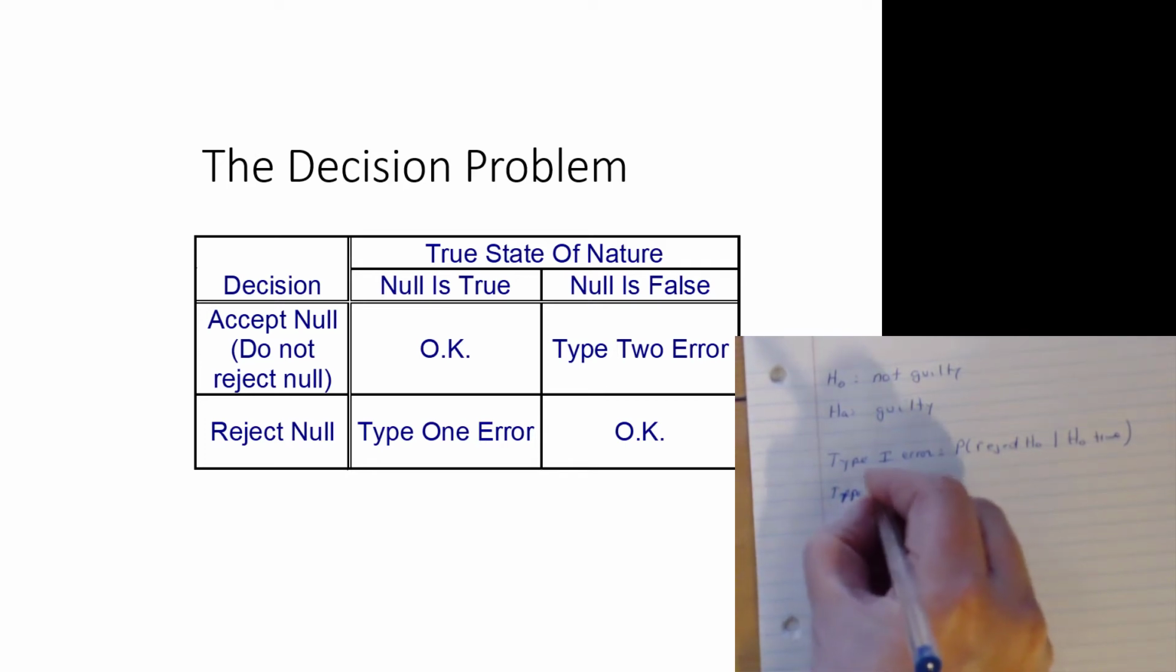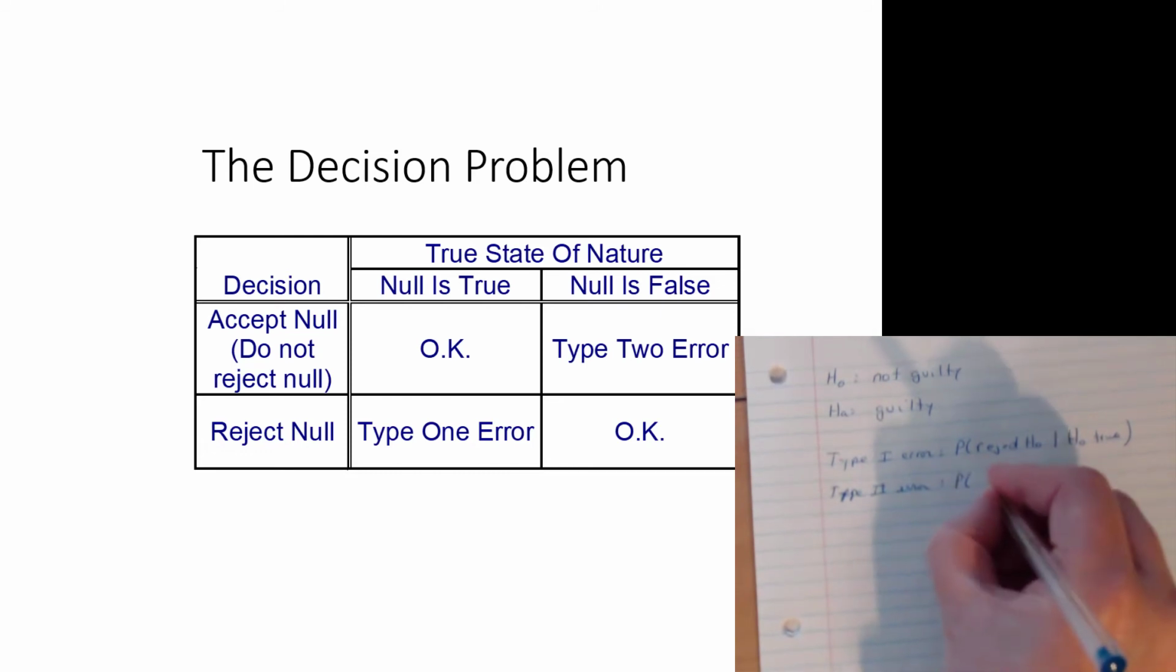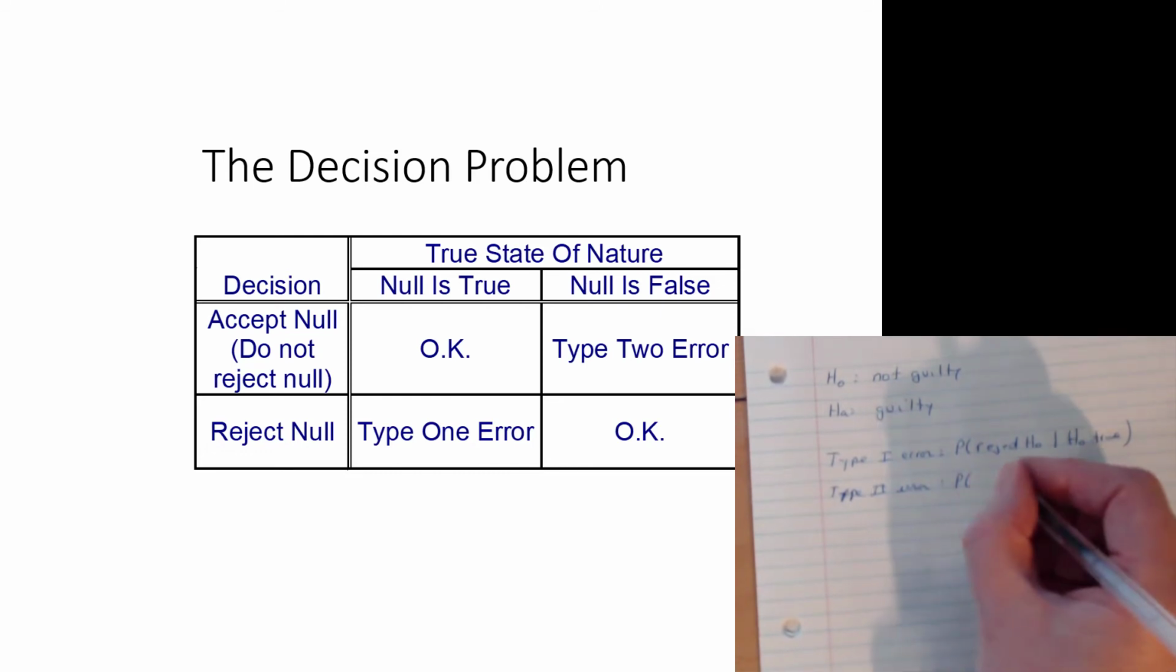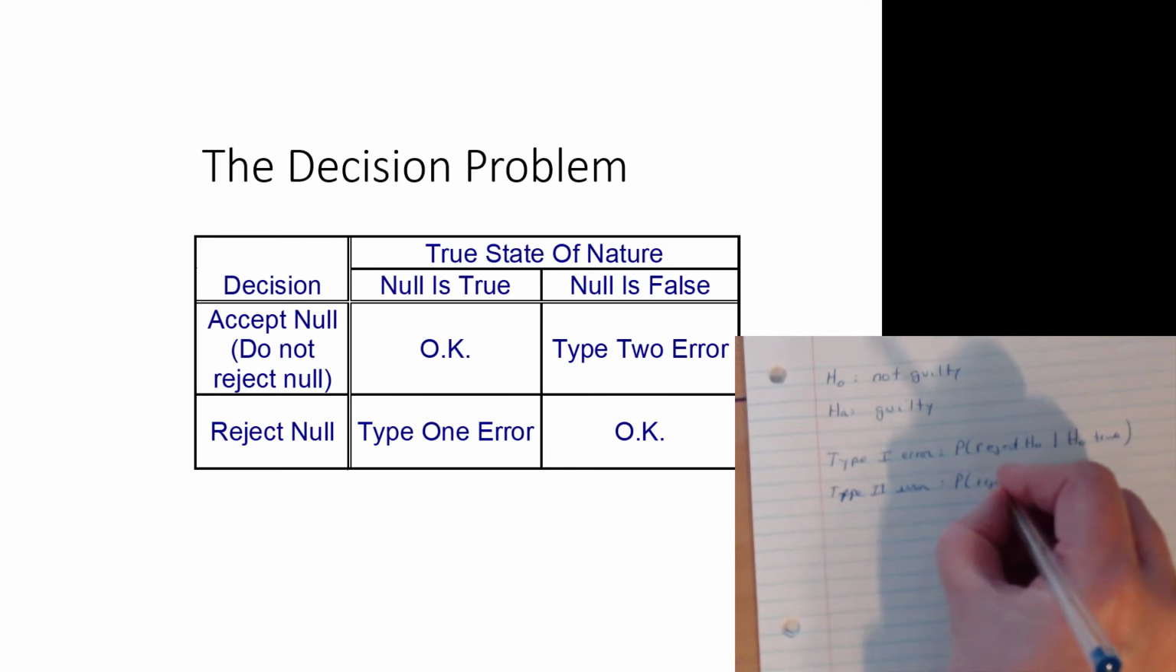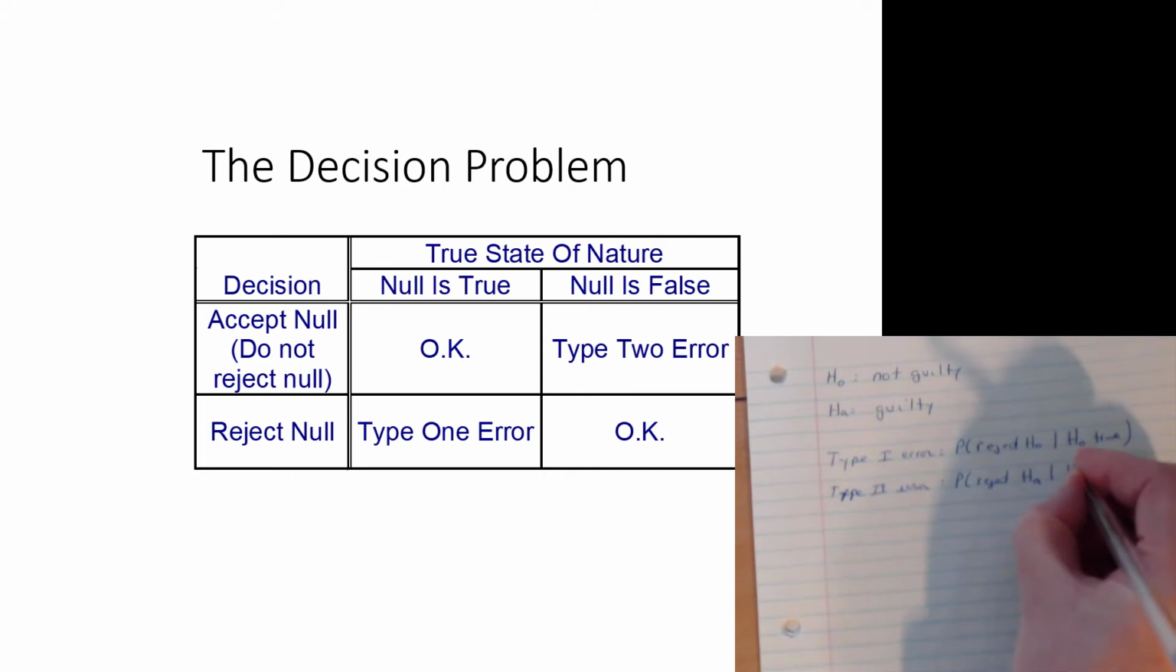Type 2 error, I'll state it a little bit differently, just so that we have the same cadence here. Reject HA given that HA is true. And I know in the table it's represented in more of a theoretical statsy kind of way: do not reject the null when the null is false, which is like saying that HA is true.